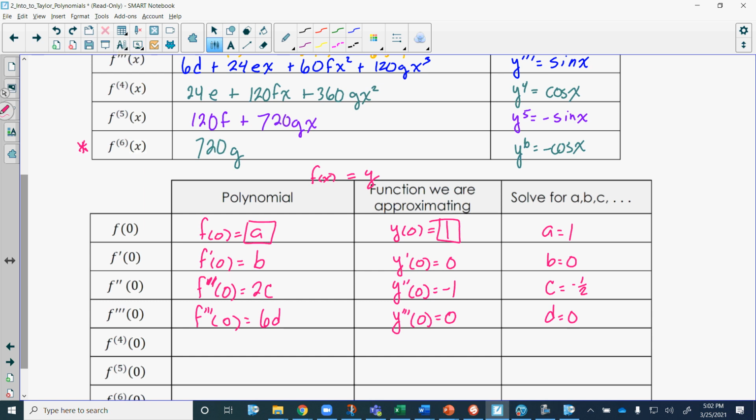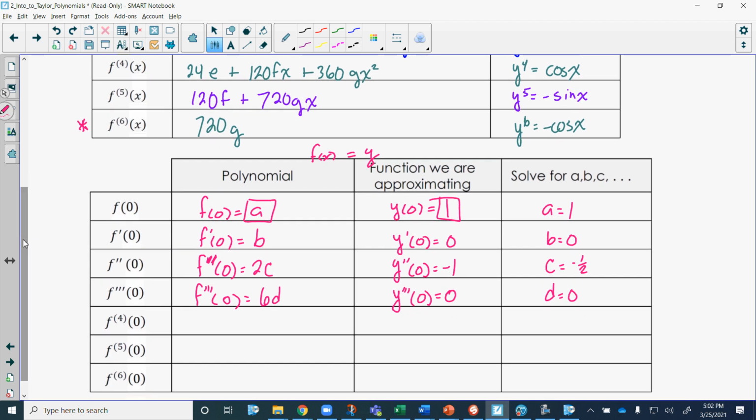And keep going for the next one, the fourth derivative. Fourth derivative at 0, in this case, was just going to be 24e. And for the fourth derivative of cosine at 0, again, we can just see the repeating patterns here. This is going to go to a 1. So 24e being equal to 1 means that e is equal to 1 over 24.